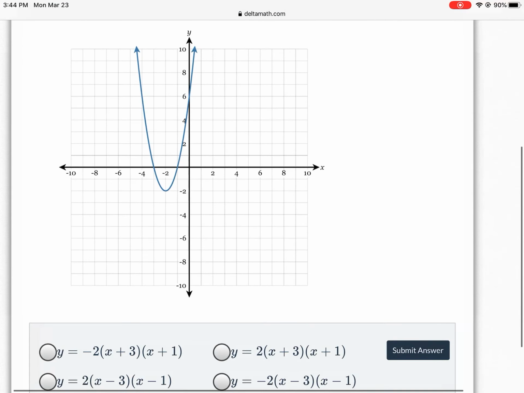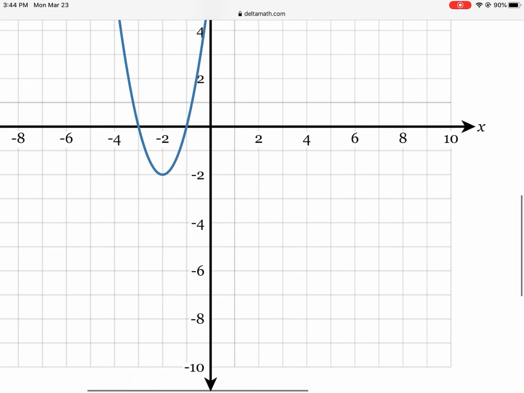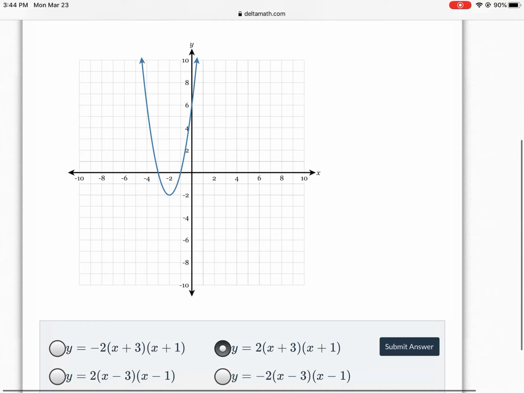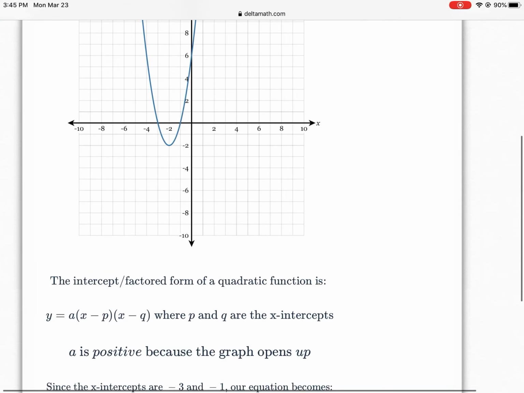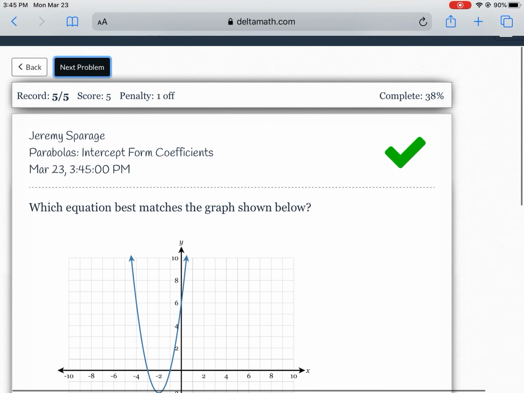Last problem. Positive parabola, so it is between these two options. And my roots are -3 and -1, so my answers should be +3 and +1 on the inside. And that is it.